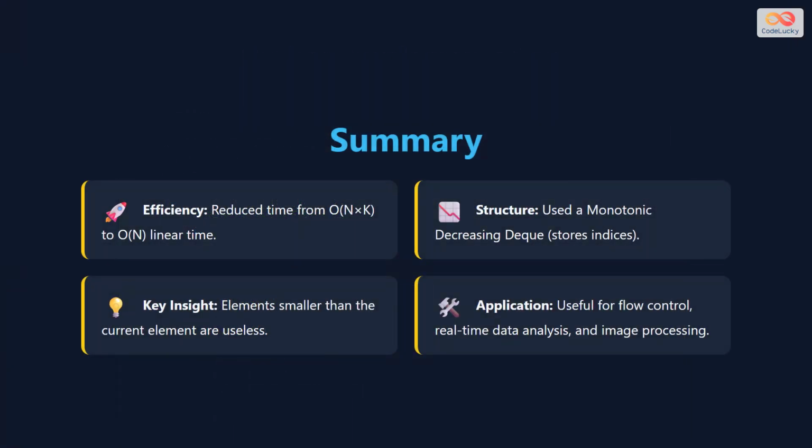To wrap up, the sliding window maximum problem teaches us the power of removing redundant data. By ensuring our data structure only holds potentially useful candidates in a specific order, we drastically improve performance from quadratic, or n times k, down to linear O(n) time.